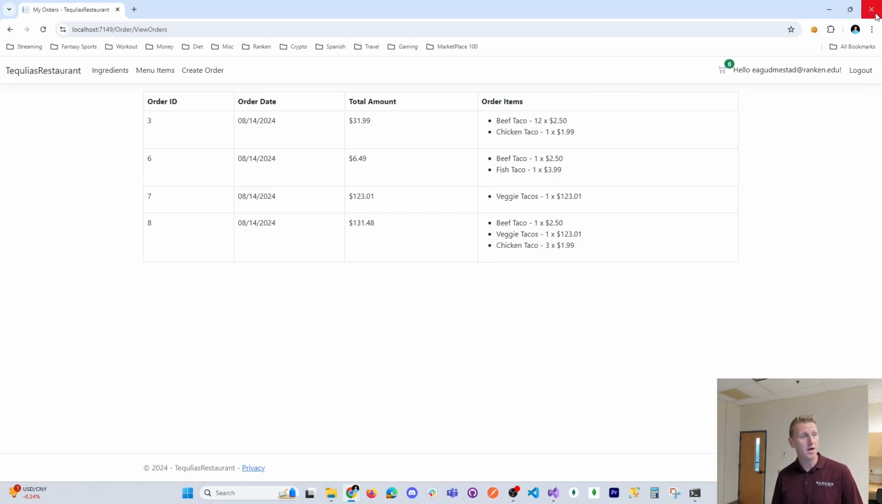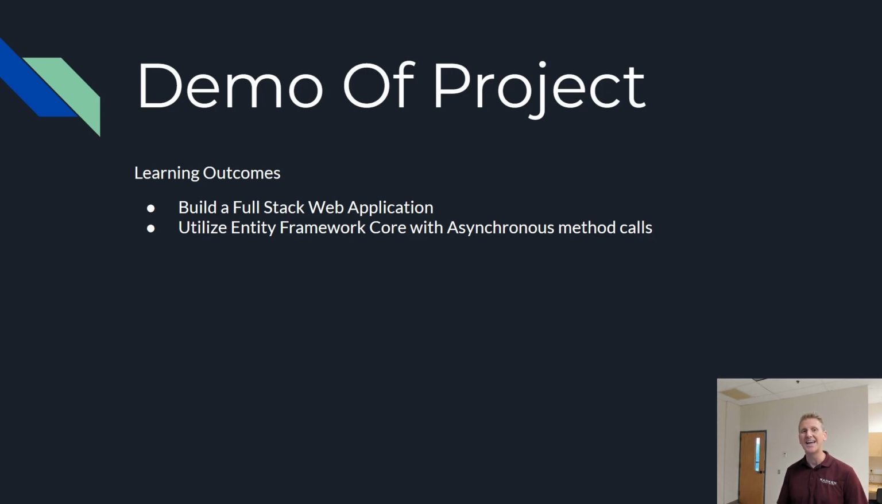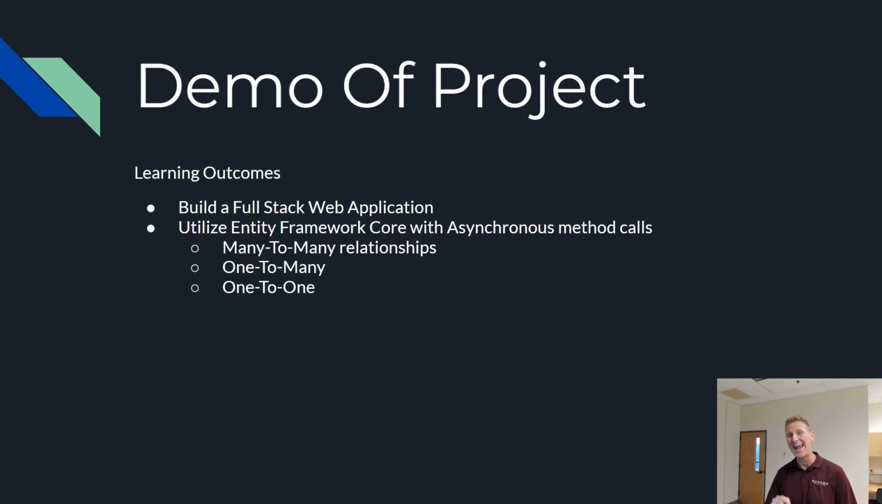And so what you will learn as you code this, you will learn, of course, how to build a full stack web application, how to utilize Entity Framework and asynchronous method calls. In that database on the back end, the SQL Server database that we'll be using, that database will have many tables, and those tables will have relationships. So we will demonstrate many-to-many relationships, one-to-many, and one-to-one relationships. I thought it was important to demonstrate all the different kinds of relationships that you can have in relational databases.